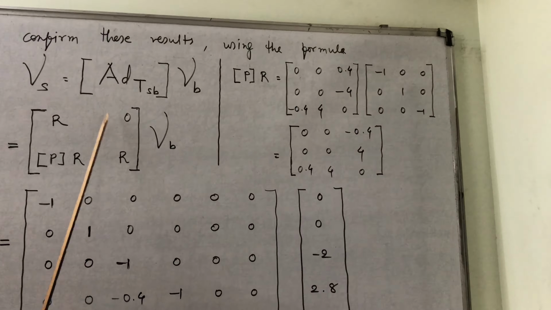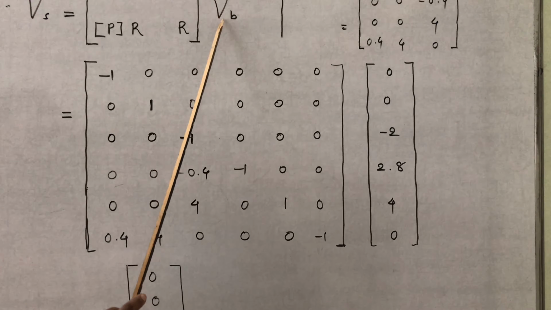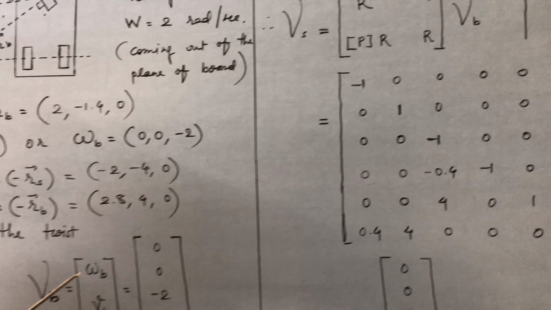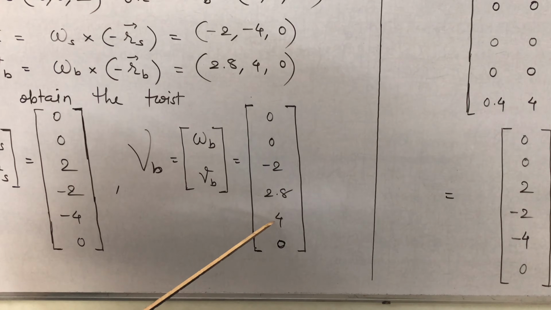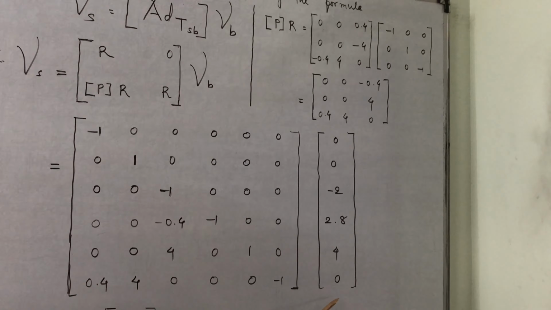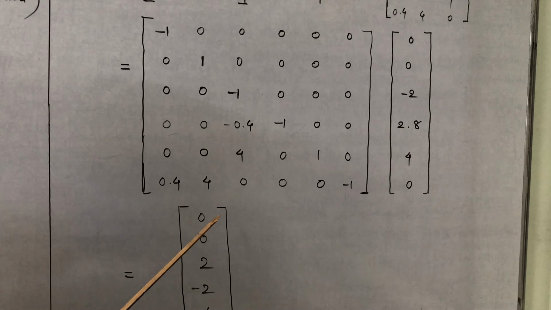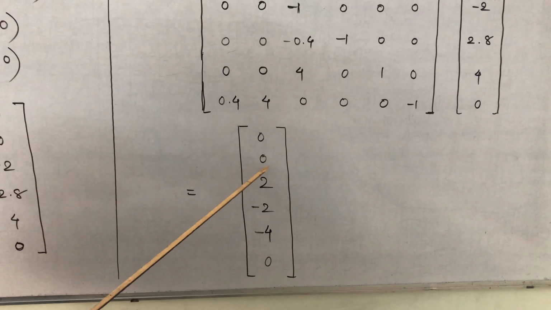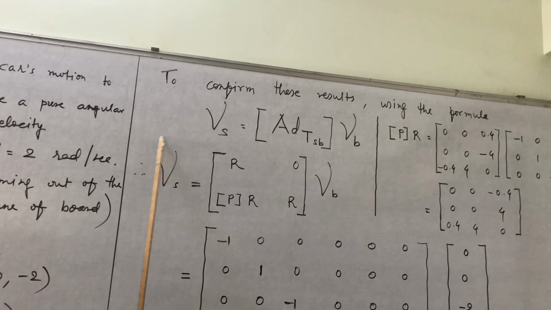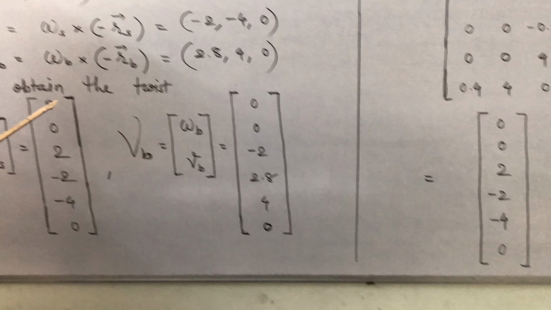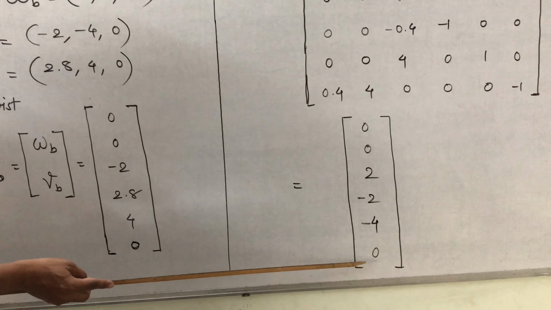This is 0, and R is again this. And body twist is omega B, VB: 0, 0, -2, 2.8, 4, 0. So I have written here. If you multiply these two matrices, you can check yourself. We get 0, 0, 2, -2, -4, 0. This is the spatial twist, and already we have obtained 0, 0, 2, -2, -4, 0. So it works.